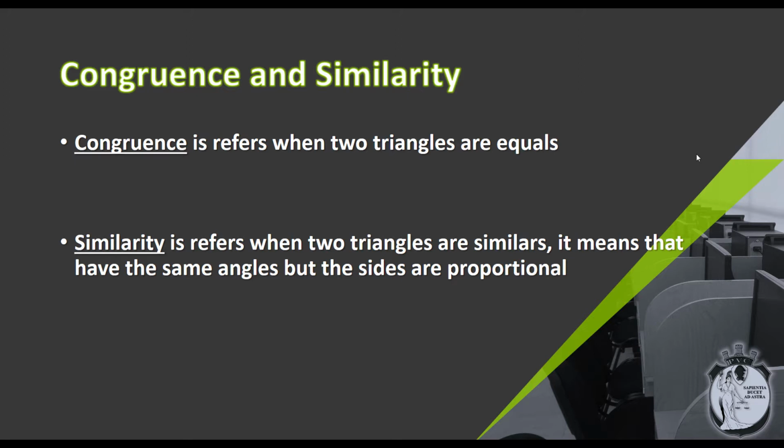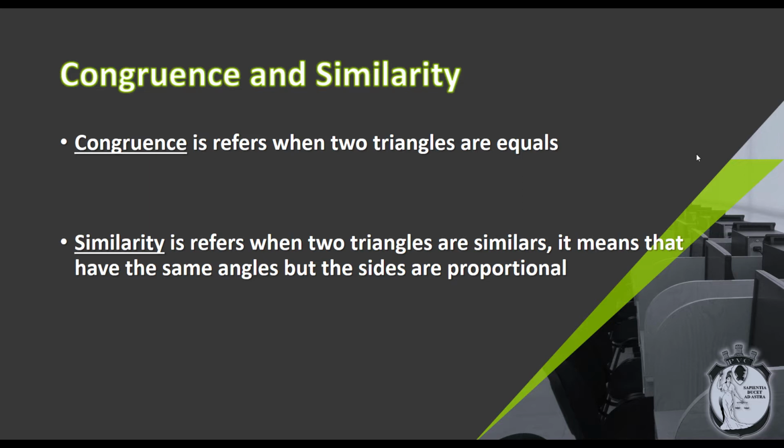Okay, today we will see congruence and similarity. What does it mean? Congruence refers to when two triangles are equal. You need to remember that. If you refer to two triangles that are equal, it means they are congruent.